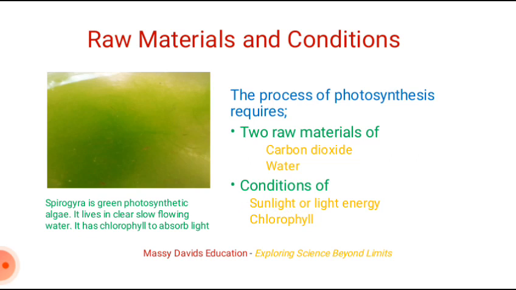In the picture there we have Spirogyra, which is green photosynthetic algae. It lives in clear, slow flowing water and has chlorophyll to absorb light. So clear water is transparent. It allows light to reach the photosynthetic cells.